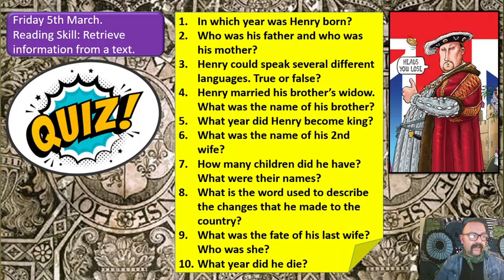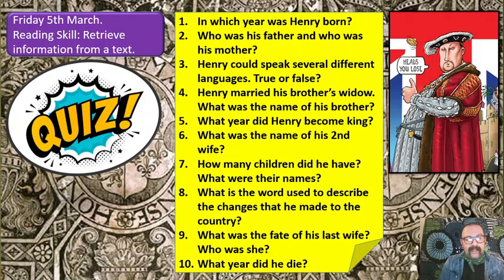Question 7. How many children did he have? He had 3 children, and they were Mary, Elizabeth, and Edward. The 6th, I should say. Yep, be precise. What is the word used to describe the changes that he made to the country? Now, hopefully, you said Reformation. Okay, or wrote down Reformation.